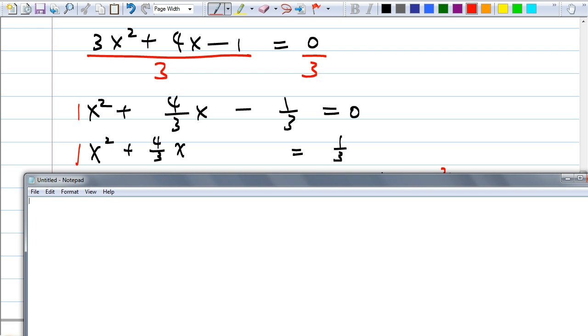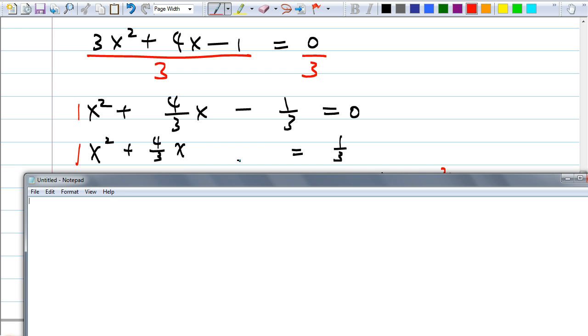What's my b this time? Raise your hand if you know what my b is. My b is, yes, Savannah? 4 over 3. So what number then do I need to add so that the left side becomes a perfect square trinomial? Kyle? 2 over 3 squared. Right, where did you get 2 over 3? It's half of 4 over 3. Exactly. You just do b over 2.